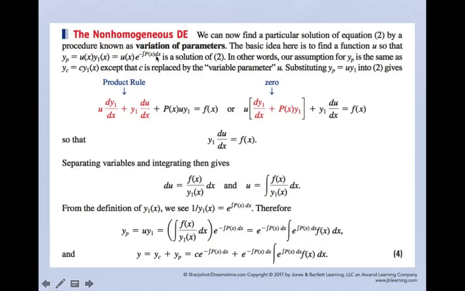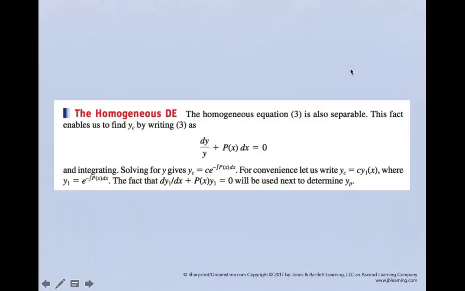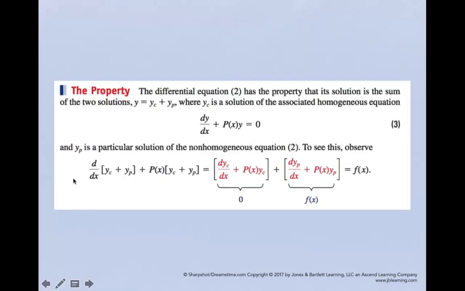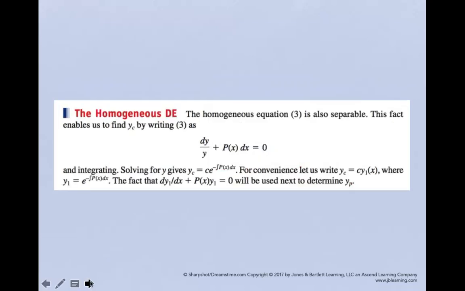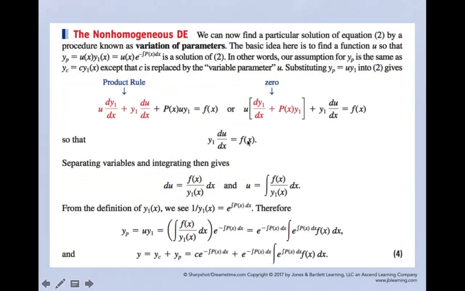So we're assuming that the solution for y of p is the same as the general solution, except that c is replaced by some variable parameter u. So when you substitute y of p equals u y1 into the differential equation, let me just point out the general rule for a solution of differential equations: you are making an educated guess at a solution, which is what we've done here.